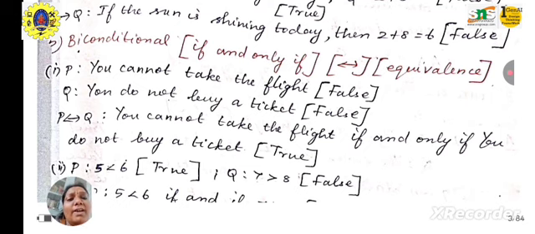Then the second example. P: 5 is less than 6, which we know is true. Then Q: 7 is greater than 8. No, 7 is less than 8, so this is a false statement. So P is biconditional to Q, which gives a false statement. P is 5 is less than 6 if and only if 7 is greater than 8. True and false under if and only if is a false statement.